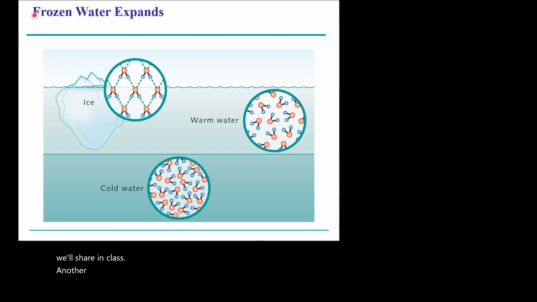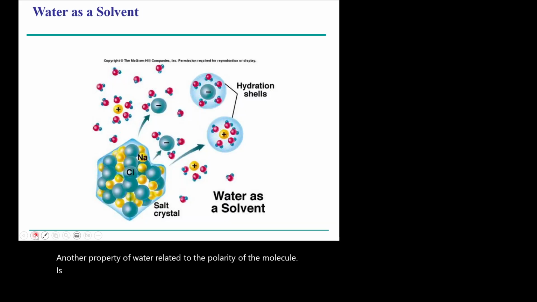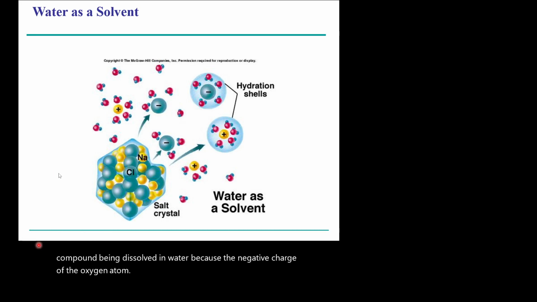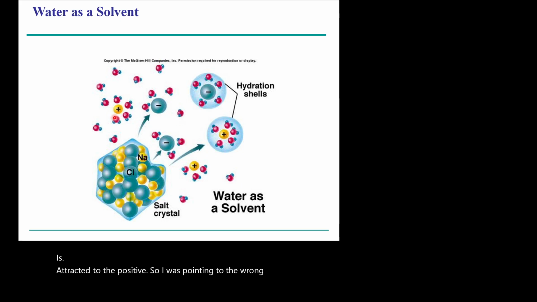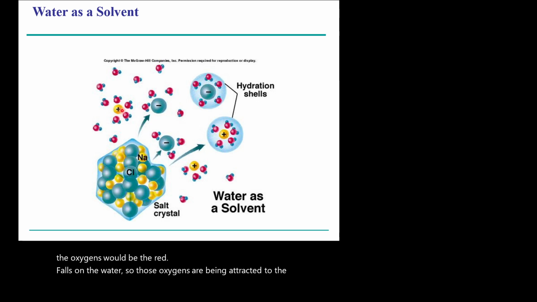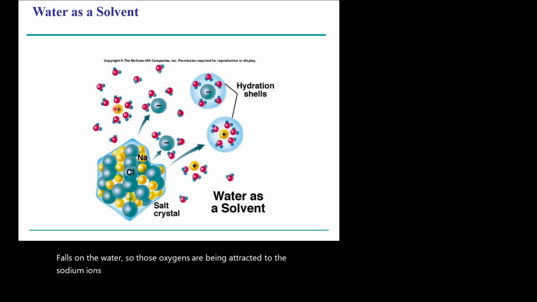Another property of water related to the polarity of the molecule is its ability to act as a solvent. So here we have an example of sodium chloride, an ionic compound, being dissolved in water because the negative charge of the oxygen atom is attracted to the positive. So I was pointing to the wrong thing. The oxygens would be the red balls on the water. So those oxygens are being attracted to the sodium ions within the sodium chloride.